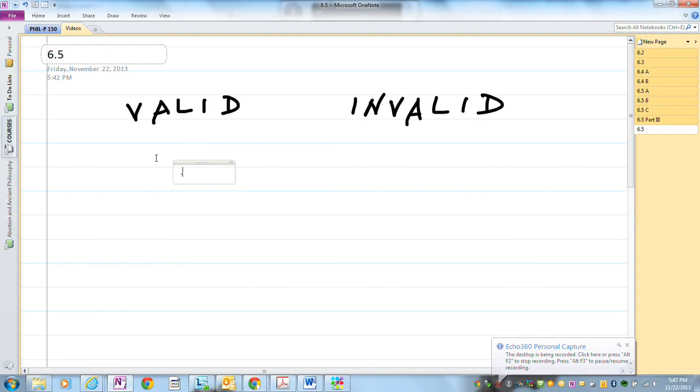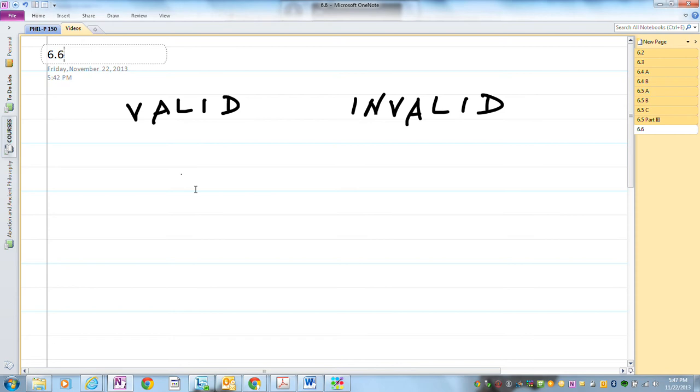Hi Logic students. I wanted to demonstrate a few things from section, wait, it's not 6.5, section 6.6. This is the section where we learn those forms of reasoning like modus ponens, modus tollens, so MP, MT, denying the antecedent, affirming the consequent, and so forth. There's a few things that I wanted to cover.